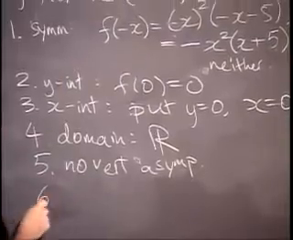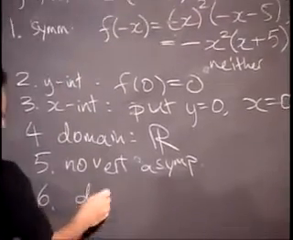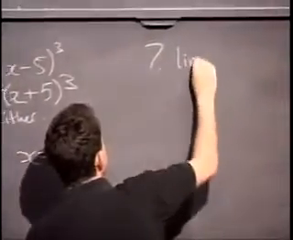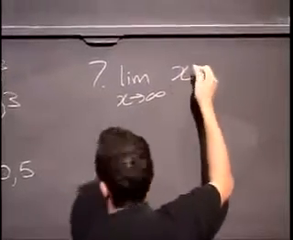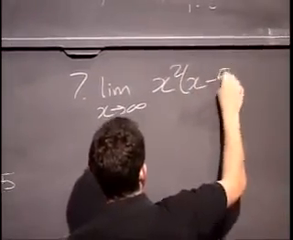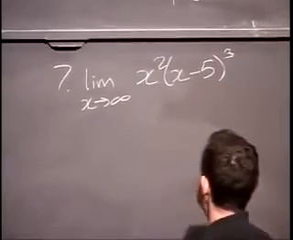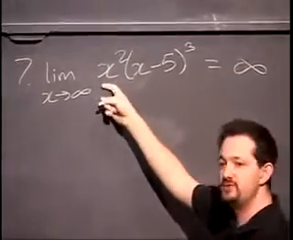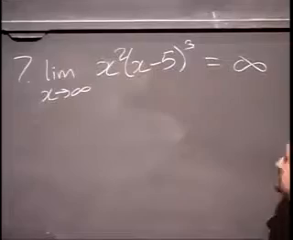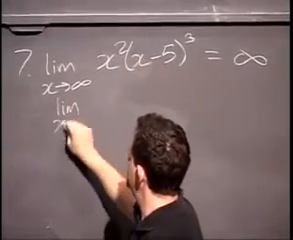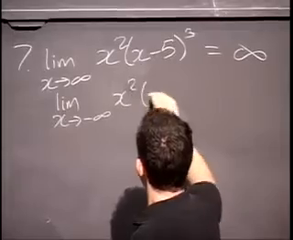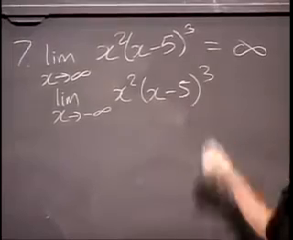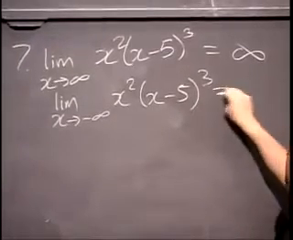As for step 6, we've already done that. I'll expose that in a few seconds. Step 7, limit as x goes to infinity of x squared times x minus 5 all cubed. Well, that's infinity. Why? Well, when x is huge, x squared is huge, x minus 5 all cubed is huge, product is huge. How about the negative infinity version? Well, now we have to be a little careful. This is huge positive, but because this is a negative number cubed, it's going to be a huge negative number. So this is minus infinity.